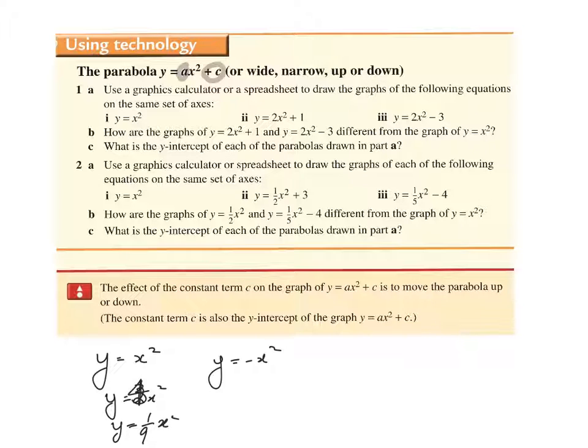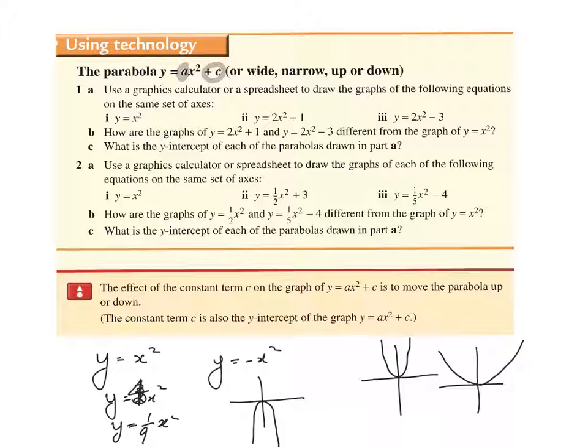And if you remember, and hopefully you do, the bigger the number, the thinner the graph; the smaller the number, the wider the graph. If it was a negative, a big negative number is narrower, a smaller negative number is wider. But now we are dealing with what happens when this C changes and the A changes at the same time, but we're dealing with the C first.